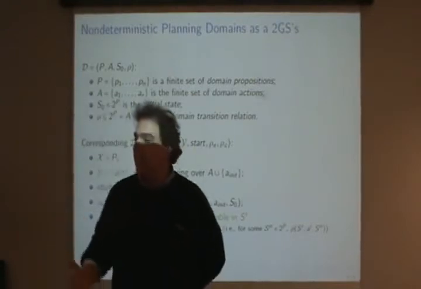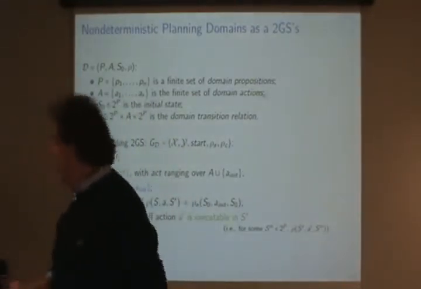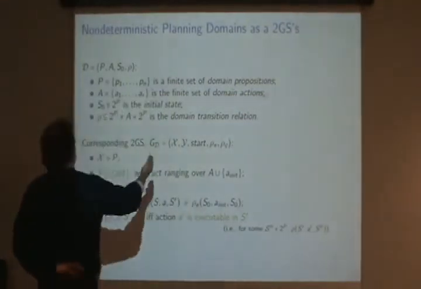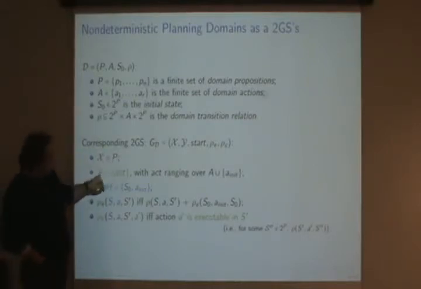By the way, it's easy also to write planning domains using a two-player game structure. Here, for example, is a planning domain in which the controller chooses the action, and the environment chooses the transition that it does with the action, so the value assignment to the transition.